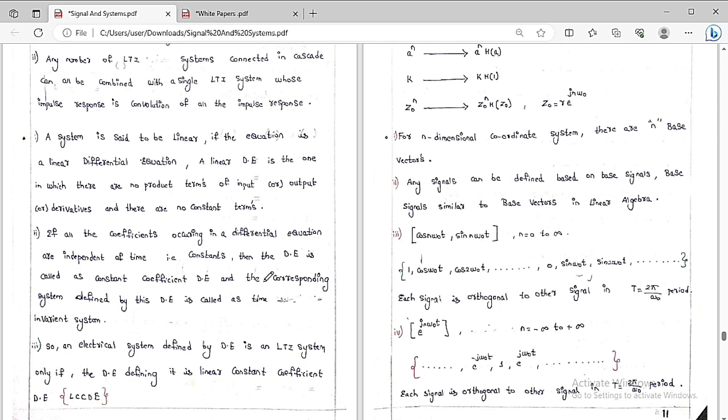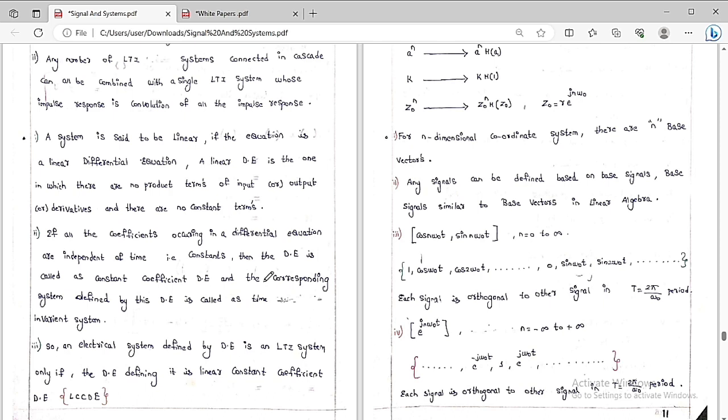So basically, suppose a given system is a linear system. How to tell whether a given system is a linear system or not? By seeing whether its differential equation is linear. Suppose for a given system, input and output, there is some differential equation which gives a relation. There should be a linear differential equation. Then only we can say the given system is said to be linear.